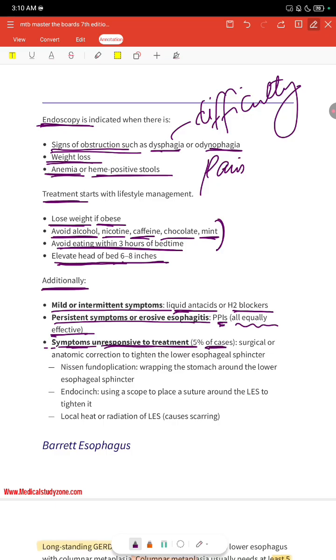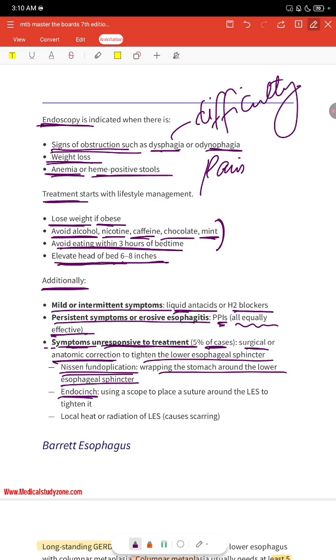For example, in 5% of the cases, you go for surgical or anatomic correction to tighten the lower esophageal sphincter, and we discussed the option of Nissen fundoplication. Nissen fundoplication is basically the wrapping of the upper part of the stomach around the lower esophageal sphincter in order to tighten it, so that the acid in the stomach cannot flow back up.